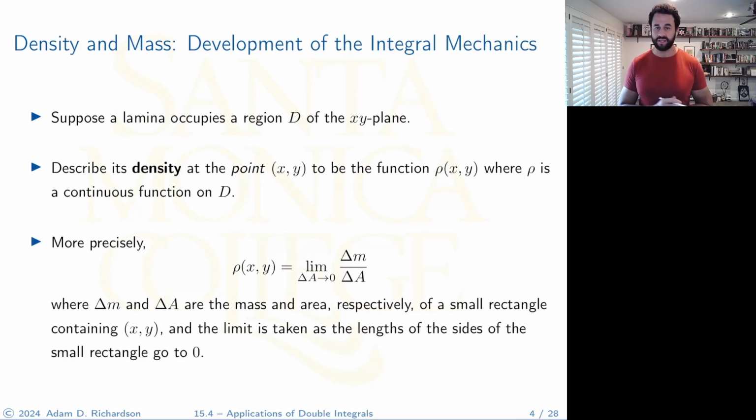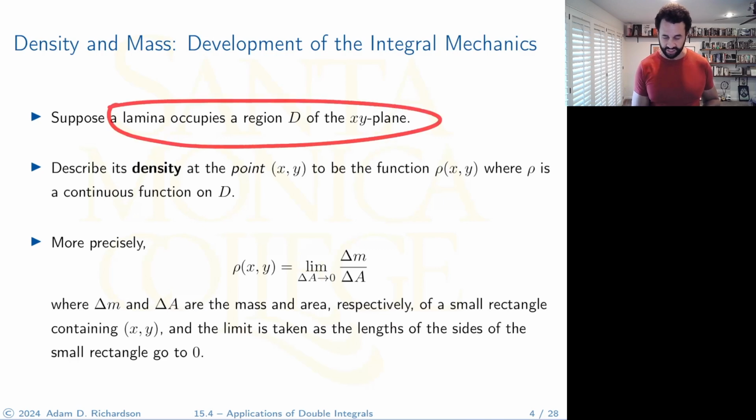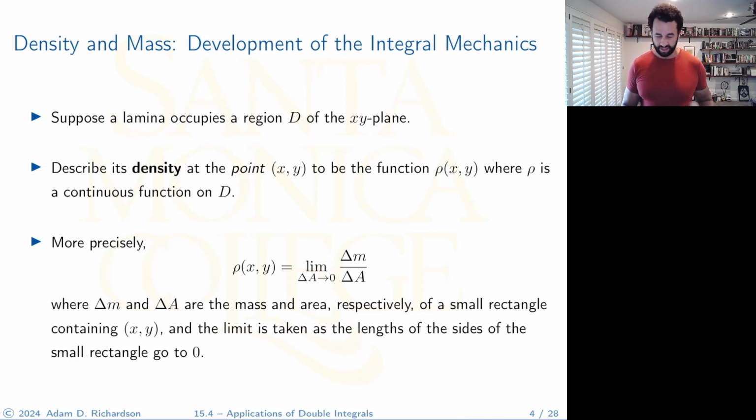All right, so here's the setup for density and mass. Suppose that a lamina occupies a region D of the xy plane, and we're going to describe its density at the point (x, y), and we're going to denote the density function with rho. So rho of (x, y) is basically the density of the region at that point. And we're going to assume that rho is a continuous function on D.